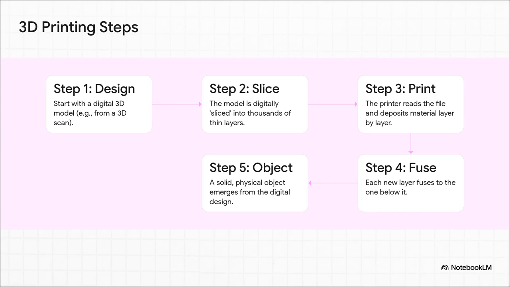So how on earth do you print a solid object? Well, it all starts with a digital blueprint, a 3D model. Special software takes that model and digitally slices it into thousands of incredibly thin layers. The printer then reads that file and gets to work, building the object from the ground up. It deposits the material layer by tiny layer, fusing each new layer to the one below it, until slowly a solid physical object emerges from what was just a digital design.